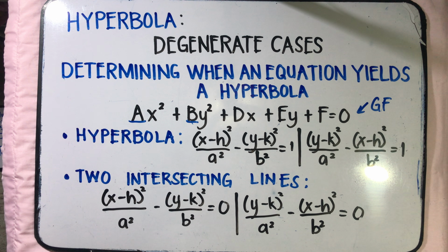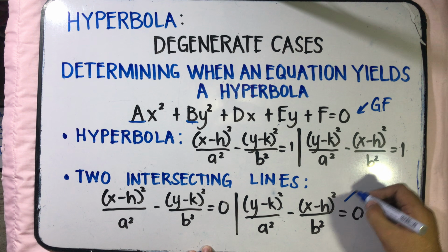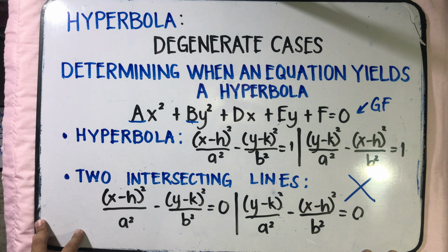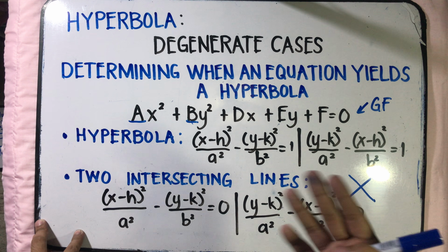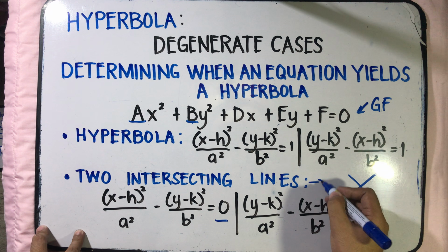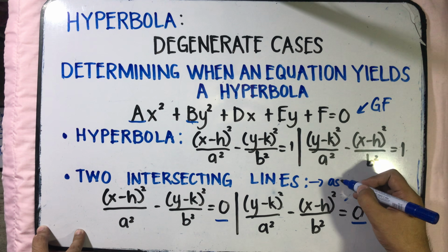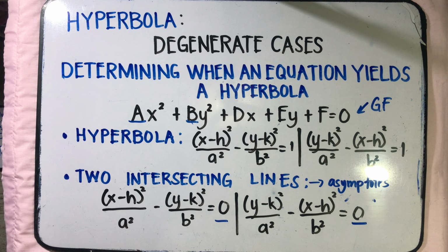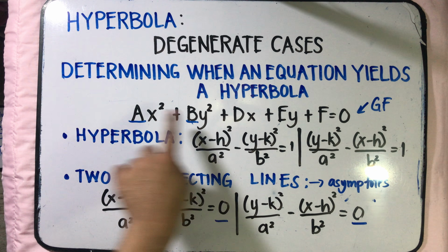Okay, so what will now be the degenerate case of a hyperbola? Actually, we have one, and that is the two intersecting lines. And why two intersecting lines? If we encounter an equation of a hyperbola in which the right side is equal to 0, all you have to do is get its asymptotes. These two intersecting lines are just the asymptotes of your hyperbola. In getting the asymptotes, we are equating the standard form of the hyperbola to 0 in order for us to get its equation. And those asymptotes will just be the two intersecting lines.